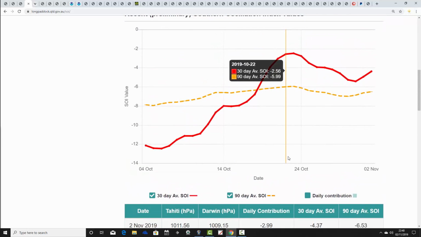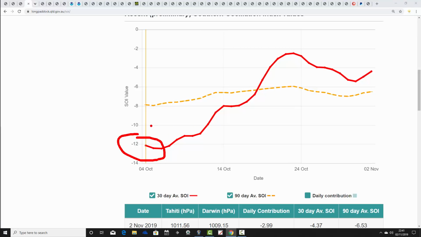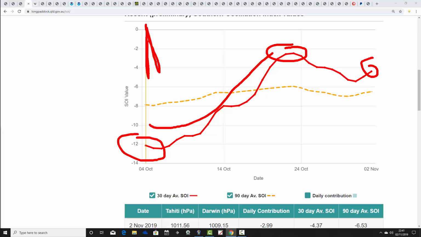ENSO neutral, really. The red line here is the 30-day average for the SOI. You can see back in early October, very negative at minus 12. Lifted up through October. We lost that extreme negativity, went up close to minus 2. That's sort of ENSO neutral, really. That's where we are right now, around minus 4. So when you're in this sort of area, you still have an atmospheric state that is slightly reflective of El Nino, but basically you're at ENSO neutral.